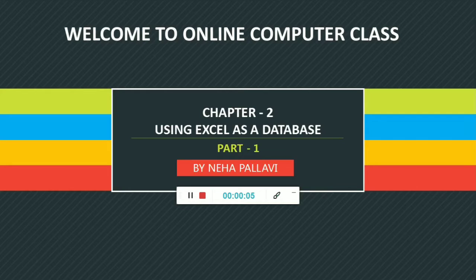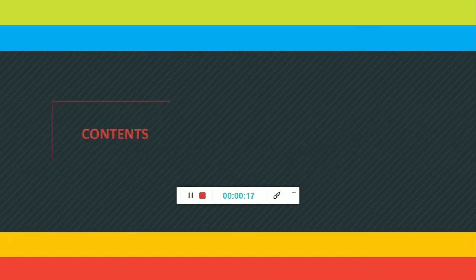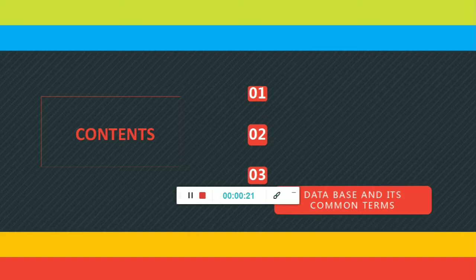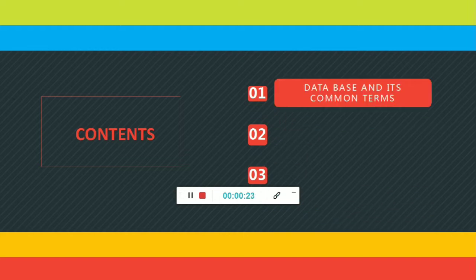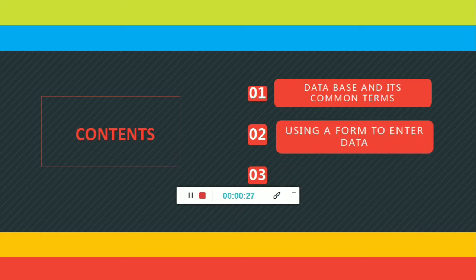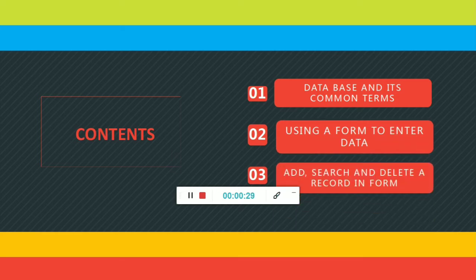Today we will start with your second chapter, which is using Excel as a database. This is the first part of this chapter. Let's start with the topics which we are going to cover in today's session. The topics which we are going to learn today are: what is a database and some common terms related to it, using a form to enter data, and adding, searching and deleting a record in a form.